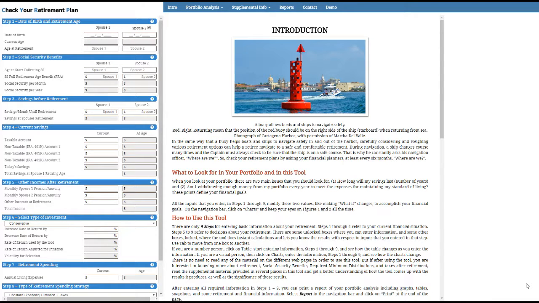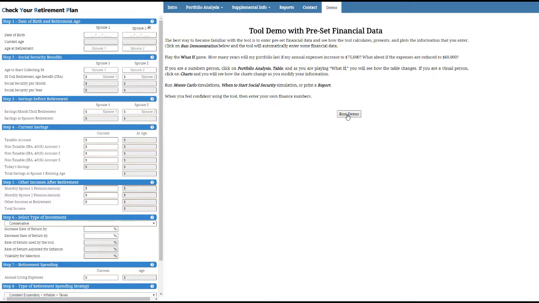The best way to become familiar with the tool is to enter some random financial data and see how the tool calculates, presents, and plots the information that you enter. For example, you can click on Demo and Run Demonstration, and the tool will automatically enter the financial data shown in this video.